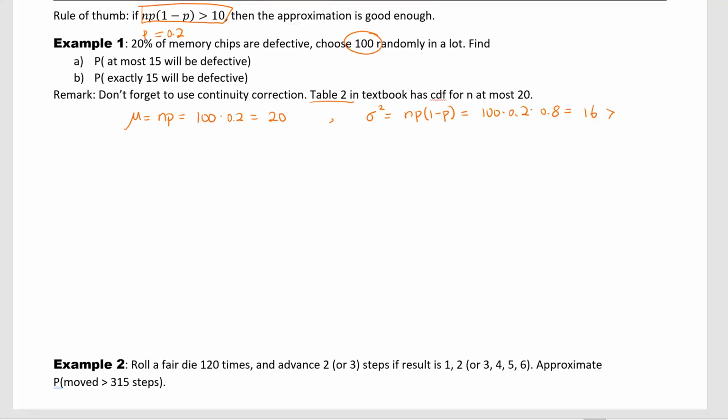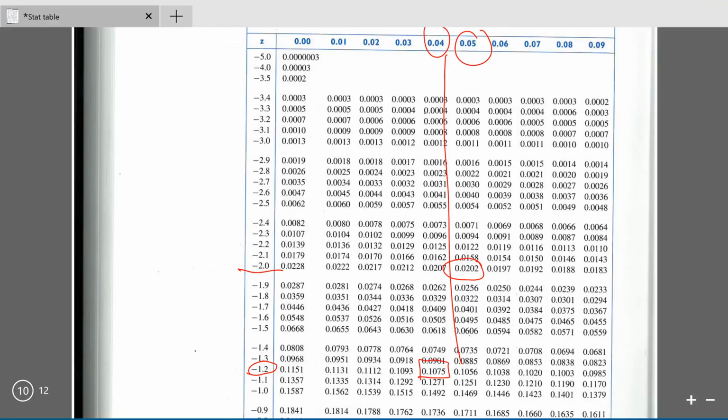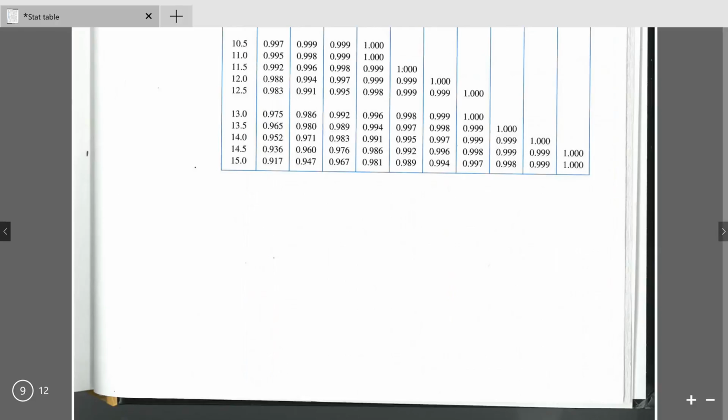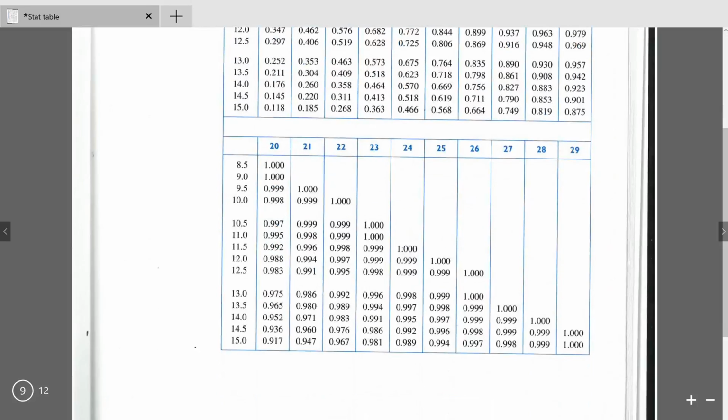You see, 16 is greater than 10. So that's why, by the rule of thumb, we can use the normal distribution. Okay? So we remember that the CDF table for the binomial distribution only has n at most 20. Do you remember the Poisson distribution? So if we come back to our table, and go to the Poisson distribution, your lambda is 15. Okay, your lambda is 15.